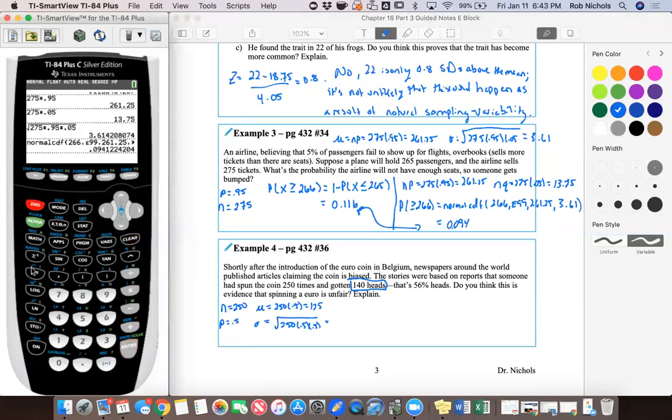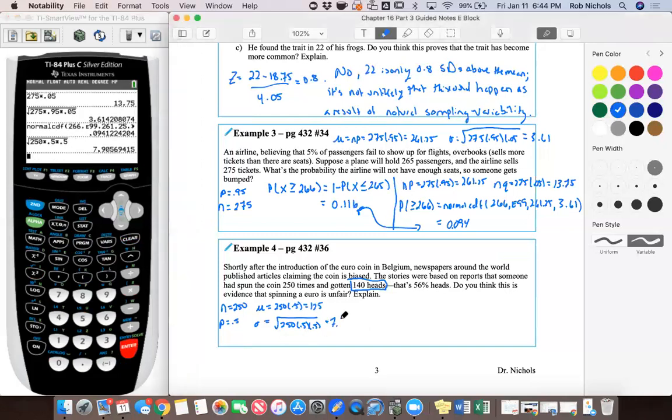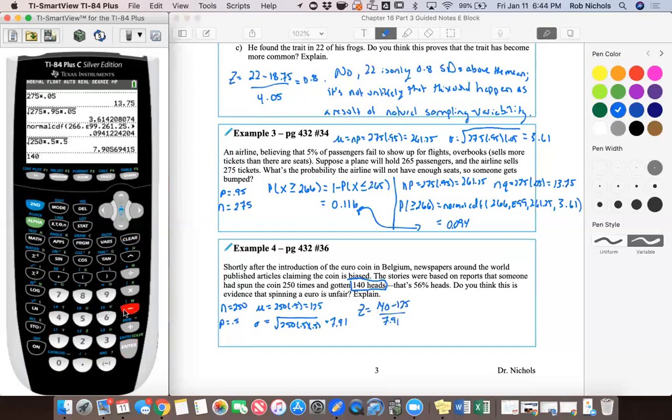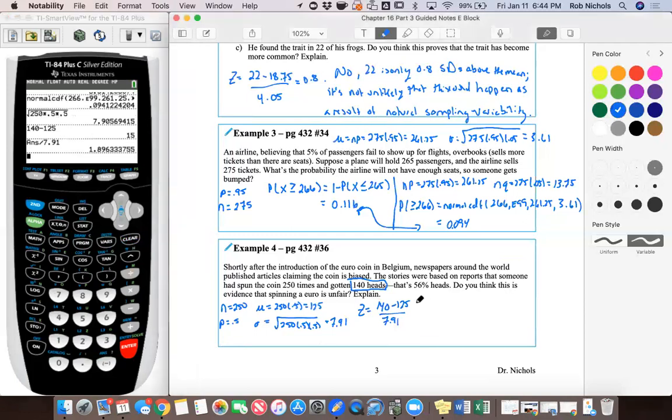All right, square root of 250 times 0.5 times 0.5, and I get 7.91. Okay, so let's see how unusual 140 is. So z equals 140 minus 125, divided by 7.91. And I get 2.